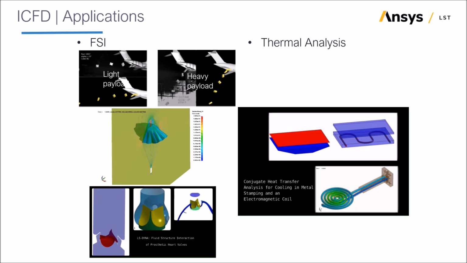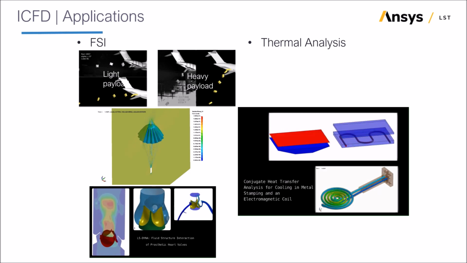In the middle is a parachute and in the lower left is a heart valve. In all of these cases, the structure moves or deforms in response to the forces from the fluid. The different shape of the structure alters the fluid flow, which in turn changes the forces on the structure. Fluids analysis can also be combined with thermal, as in the examples on the right.